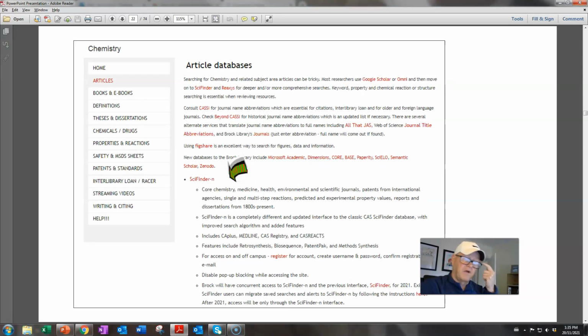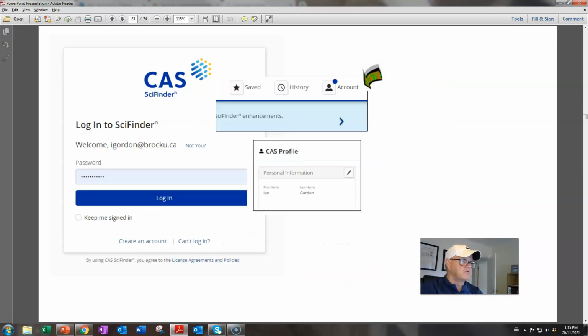Now, when you click on SciFinder-n, whether you're on or off campus, it'll ask you to use the Brock proxy server. So you move through that portal, and then you move through the SciFinder-n portal as well. Here's the password and login. For me, yours looks no differently, but when you get in and you log in, it gives you a search engine. But on the top right-hand corner where it says account, your CAS profile, which you'll have to log into it again, helps keep track of a number of things, who you are, what you're doing.